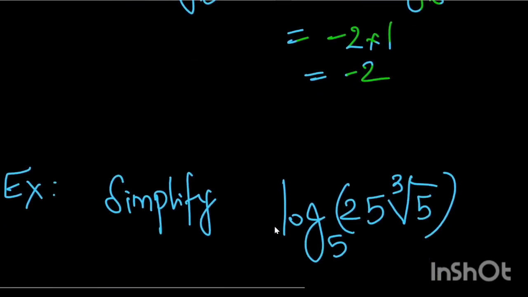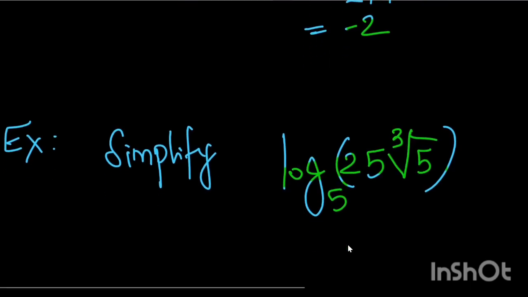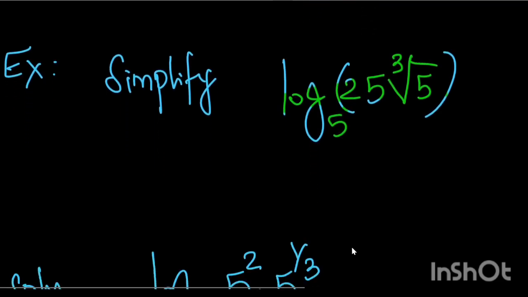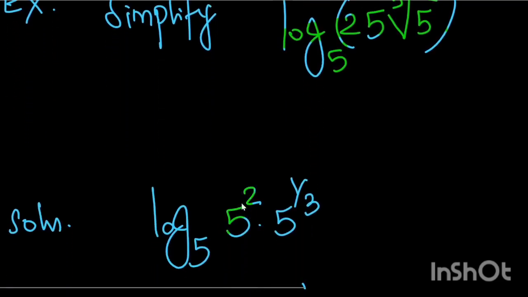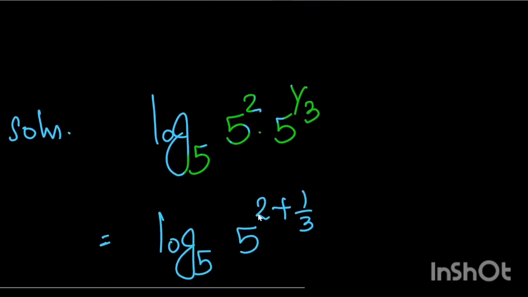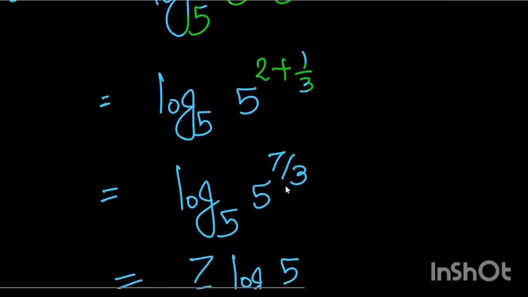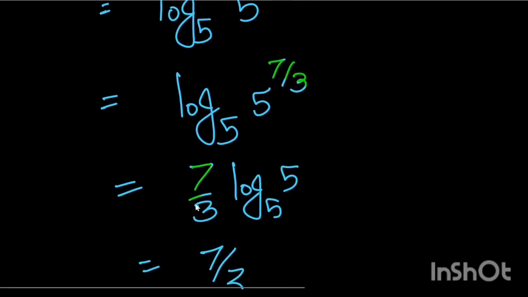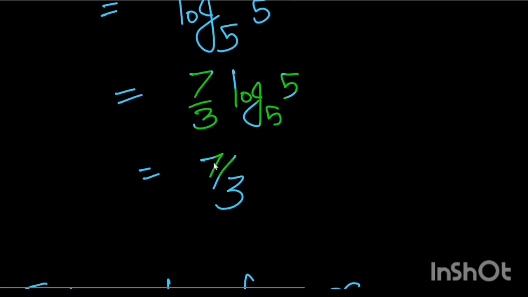Similarly, if we want to simplify log 25 into cube root of 5 base 5, what we need to do is express the argument in terms of powers of 5. So 25 would be written as 5 square. Cube root of 5 is 5 to the power 1 by 3. The base is 5 only, so the powers get added. 2 plus 1 by 3 is 6 plus 1, 7 by 3. Using the property, 7 by 3 will come down in multiplication. So 7 by 3 log 5 base 5, which is 7 by 3, is the simplified answer.